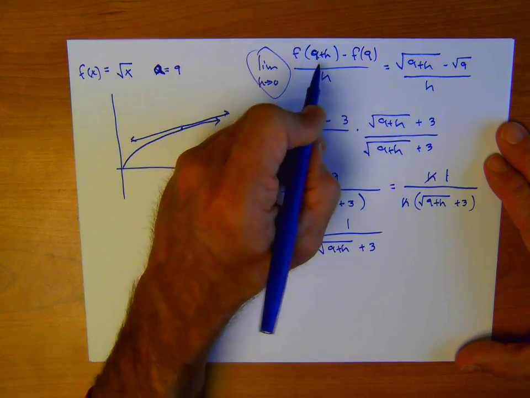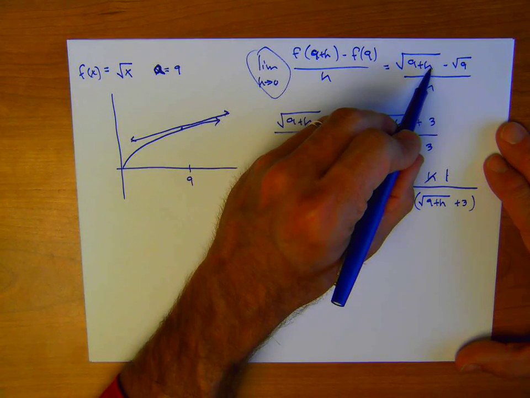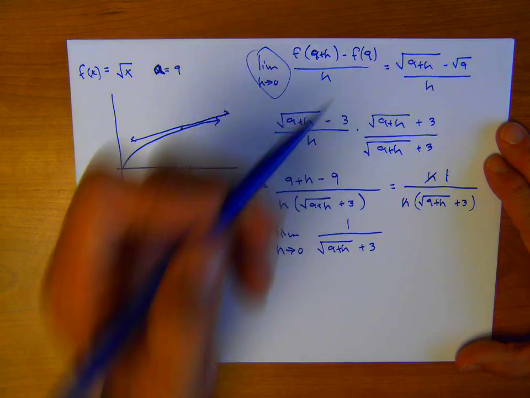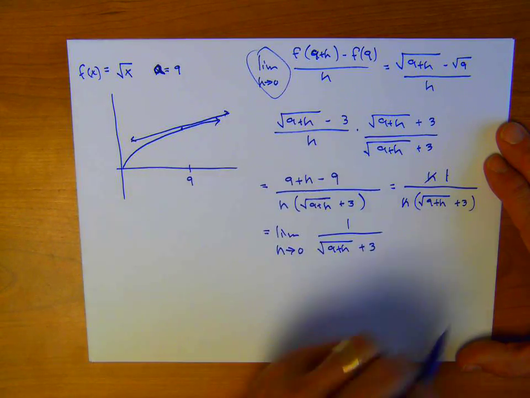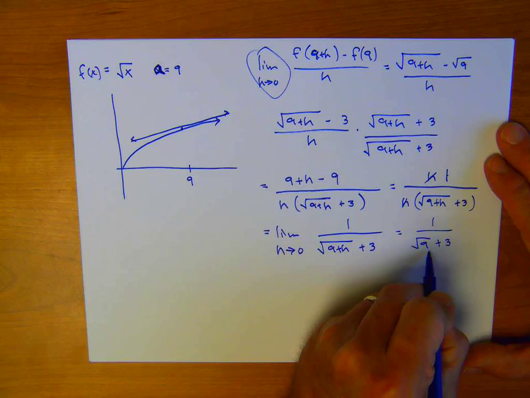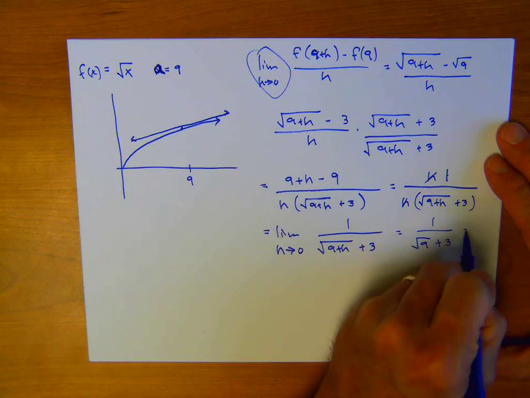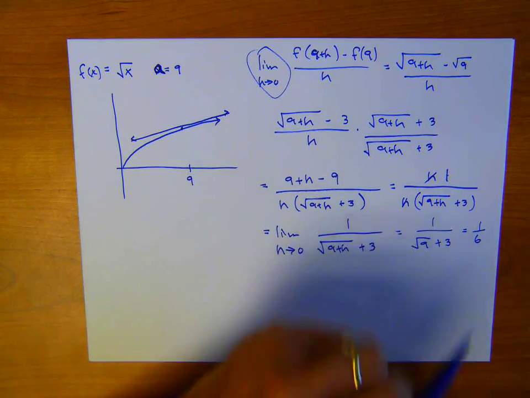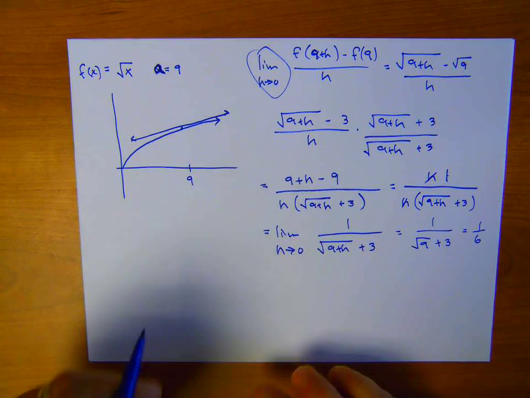Notice if I had put in 0 up here, I would have had the square root of 9 minus the square root of 9, which is 0 over 0. So we had to do some simplification here. At this point, I get 1 over, when I put in 0, the square root of 9 plus 3. Of course, that's 3, so it's 1 over 3 plus 3, which is 1/6. So that is the slope of that tangent line.